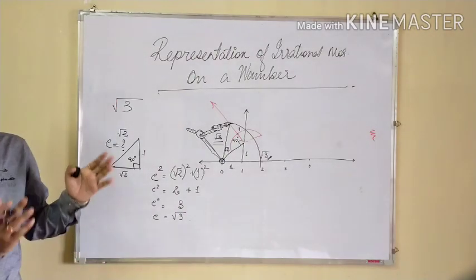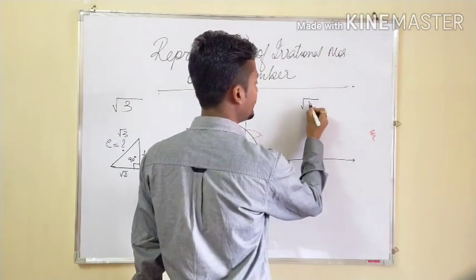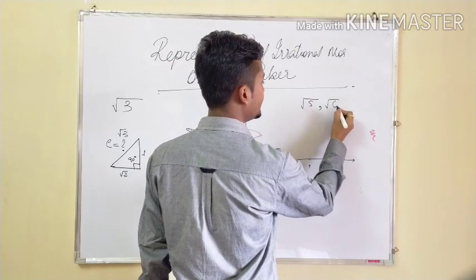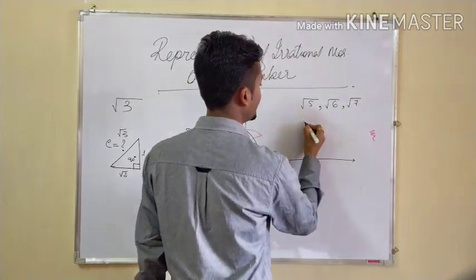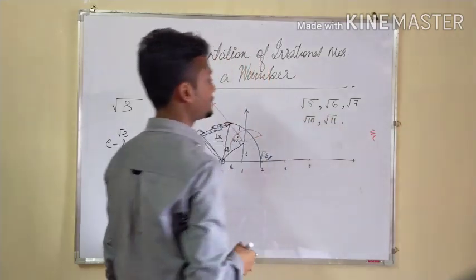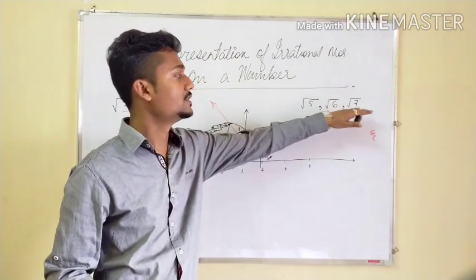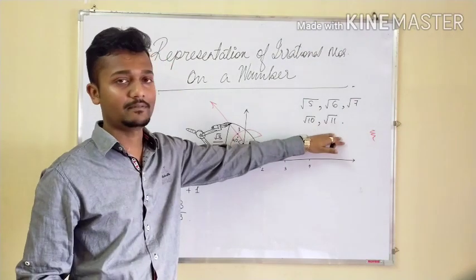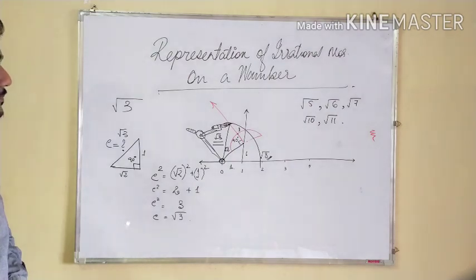By the application of the same concept, you have to find out root 5, root 6, root 7, root 10, root 11. Homework task: root 5, root 6, root 7, root 10, root 11. Okay?